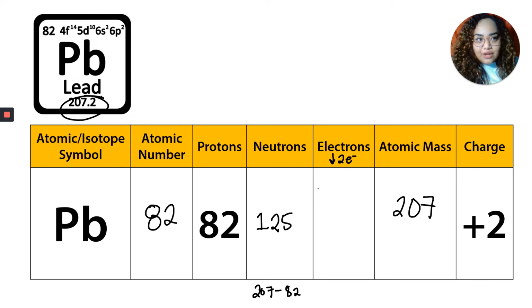Now, if you remember, I told you that in a chargeless element, the number of protons is the same as the number of electrons. But in this case, because it has a charge of positive 2, the number of electrons will be lower by 2. So since there are 82 protons, you just gotta subtract 2. So 82 minus 2, you will get 80. So that's it. That's it for lead.